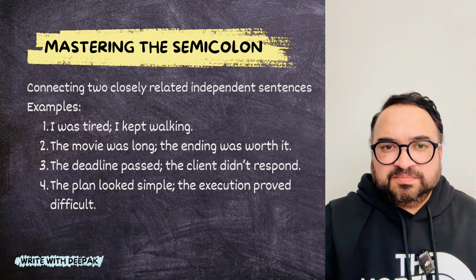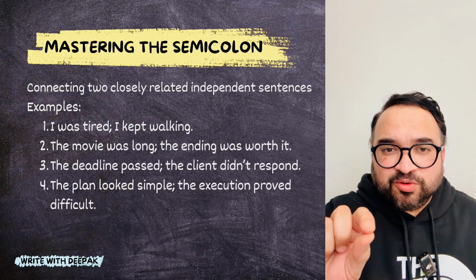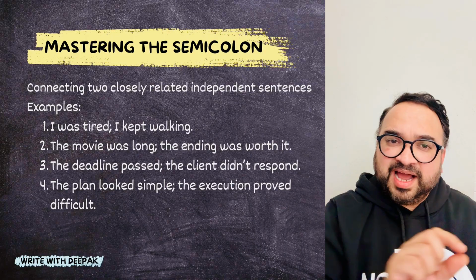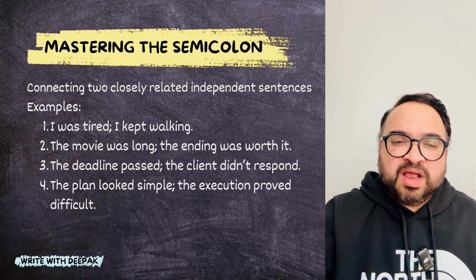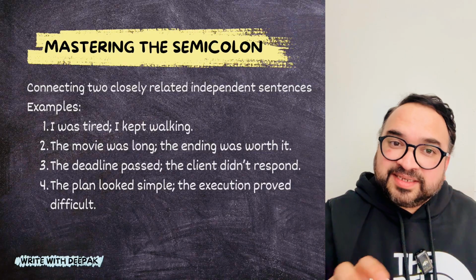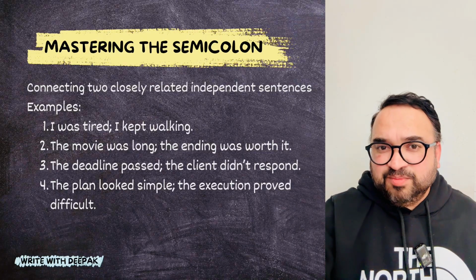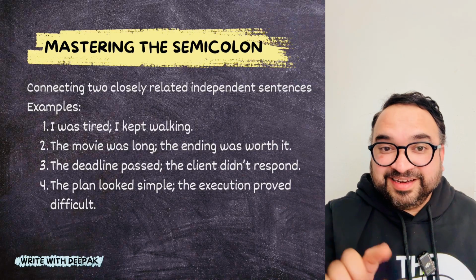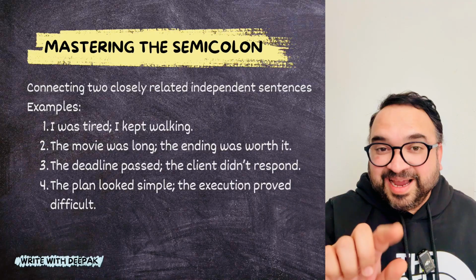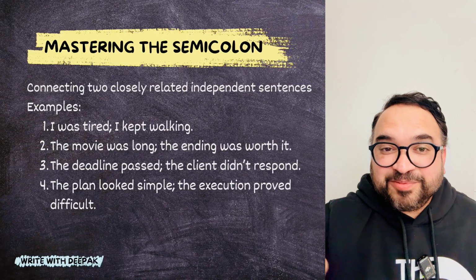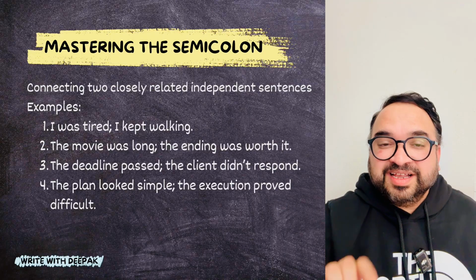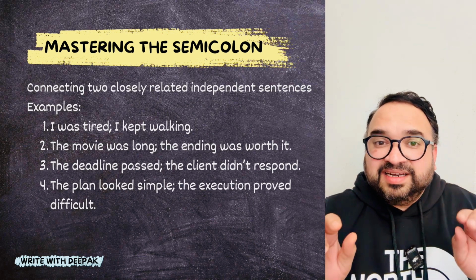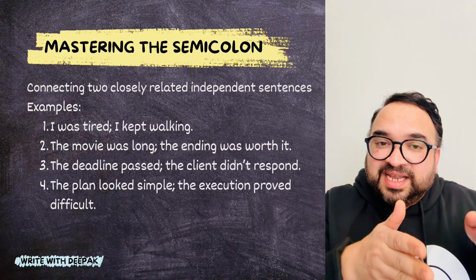Let's look at this example. I was tired; I kept walking. So these two sentences, "I was tired" is independent, "I kept walking" is also independent. These two are somehow connected because even though he was tired, he kept walking. That's the meaning basically. But if you want to use a semicolon, instead of a full stop, instead of a comma: I was tired; I kept walking. End of story. This is how you use a semicolon. Two sentences have to be closely related and they have to be independent. That means individually they can stand on their own.